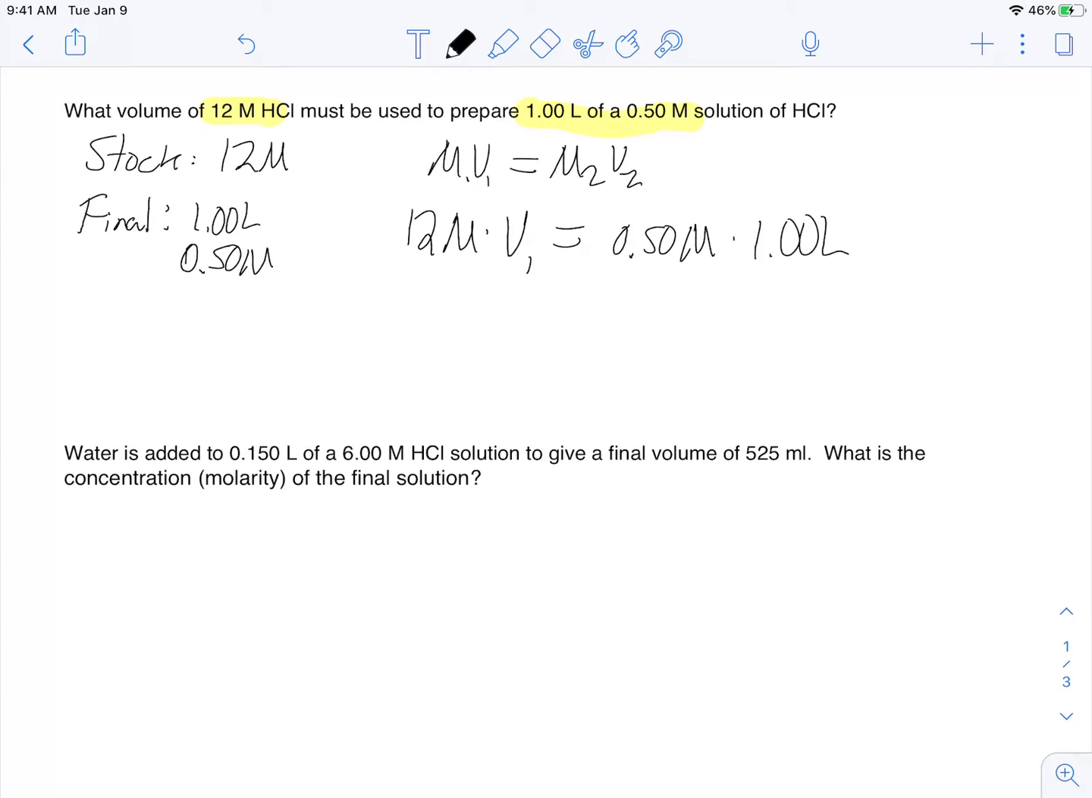Now looking at my sig figs in this case, for 12 molar, that has 2. For 0.50, that has 2. For 1.00, that's going to have 3. So what's the lowest number of sig figs we have? In this case, it's going to be 2. So our answer should have 2. Now to solve this, I'm going to multiply the right side together first and then divide that result by 12. So when I solve for volume 1 in this case, I'm going to get an answer of 0.042 liters.